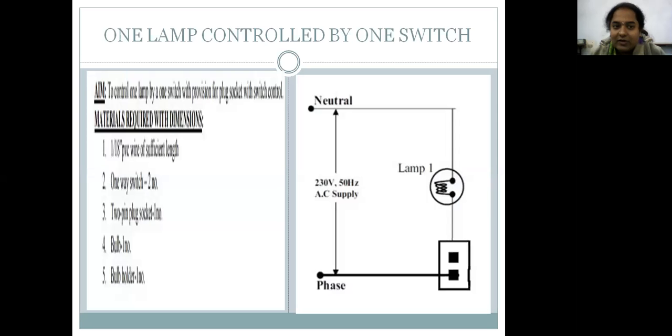The first experiment is one lamp controlled by a one-way switch. You can see here very clearly one lamp and a one-way switch. The phase wire is connected to one knob of the one-way switch, and from there a connection is given to the other part. This is how the bulb connection is given. The phase wire extends to the bulb point, and from the other side the neutral wire is connected. So this is a one-way switch connection, one lamp controlled by a one-way switch.